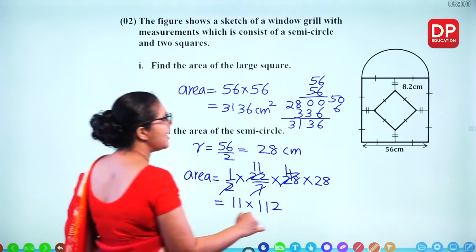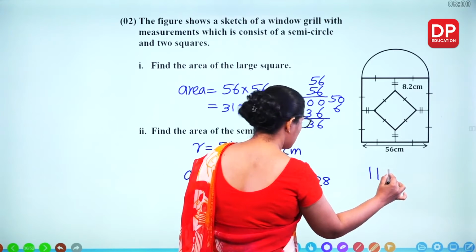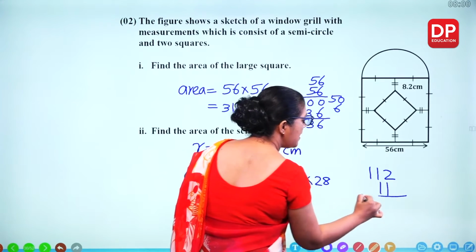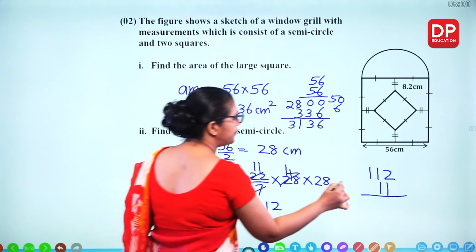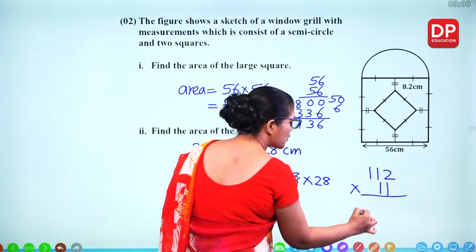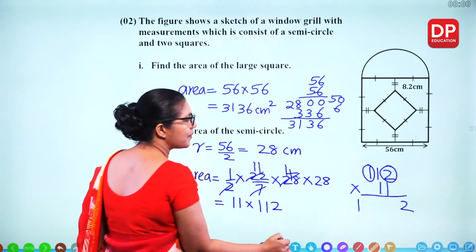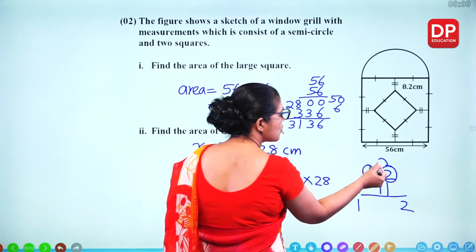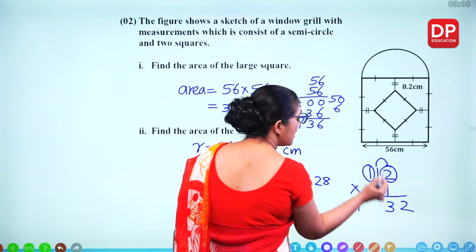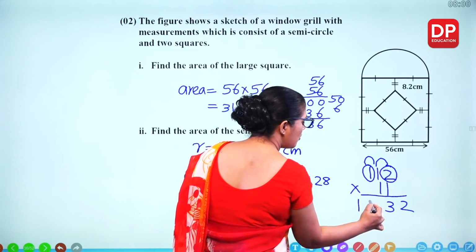How do you multiply by 11? I explained this before. There's an easy way to multiply by 11. You write down the first value and the last value separately, and then you add the digits. 2 plus 1 becomes 3, and 1 plus 1, you get 2.